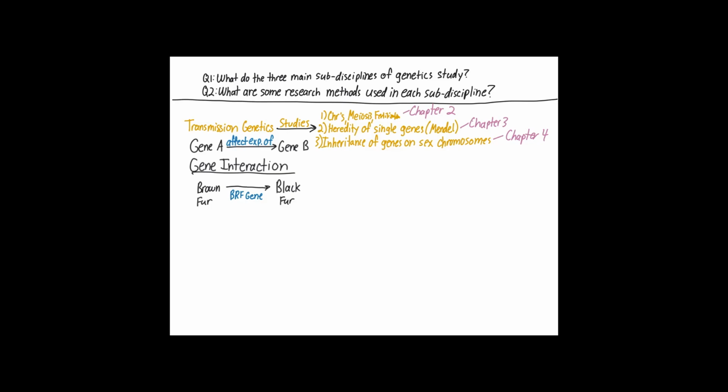Now also imagine that a second gene called NBB, when expressed, inhibits the first gene, so that brown fur is once again the phenotype when NBB is present and expressed. Gene interaction, which is also part of transmission genetics, is something we'll take a look at in Chapter 5.